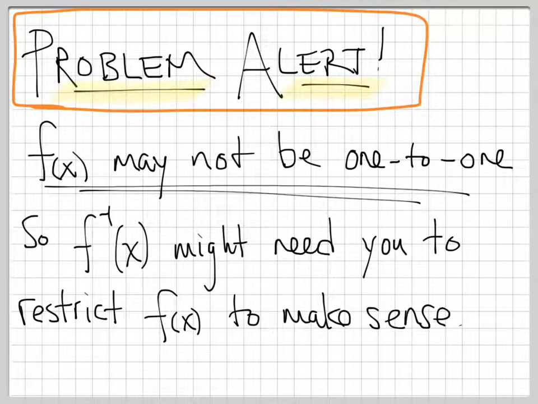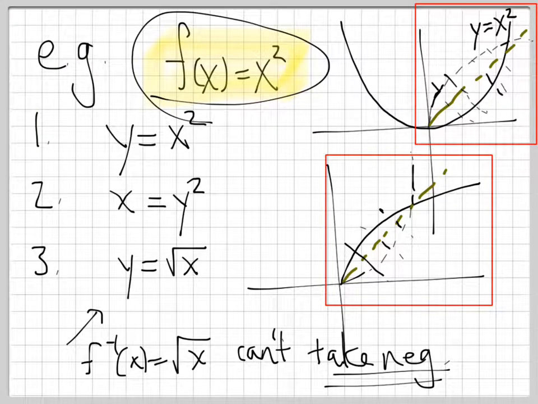So here's the problem alert. The function you start with might not be one-to-one. And if it's not one-to-one, the inverse, you might need to restrict it. And so let's look at what I did. When I made the inverse, when I solved, I could have written y equals plus or minus radical x. And if you square both sides, you get y squared equals x again. If you go backwards, you get the right equation.